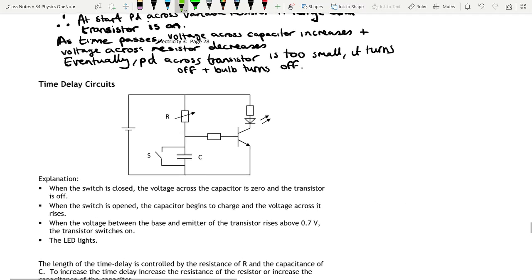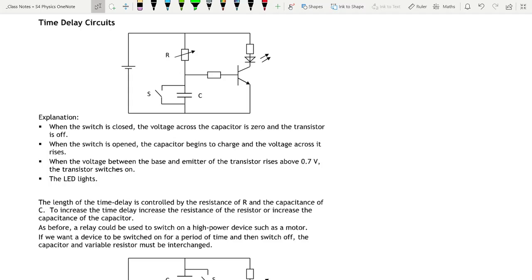So a couple more examples of time delay circuits. Remember, time delay, there's always a capacitor involved. So in this case, we have got two different time delay circuits, one with the variable resistor at the top and a capacitor at the bottom, and one the opposite way around. So with the top time delay circuit, when the switch is closed, the voltage across the capacitor starts off at 0 and the transistor is off. When the switch is opened, the capacitor begins to charge and the voltage across it slowly rises.